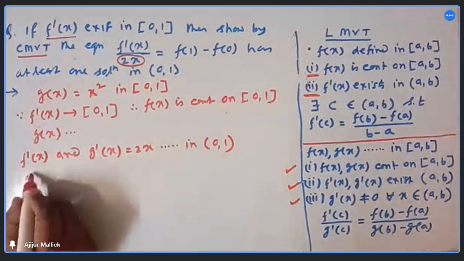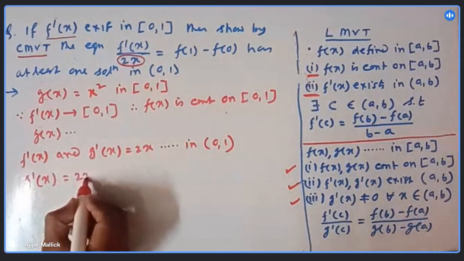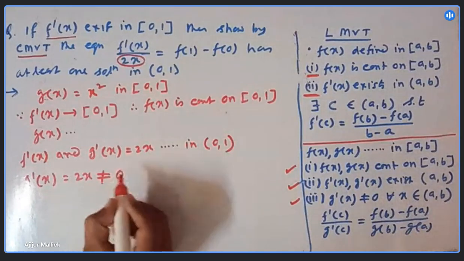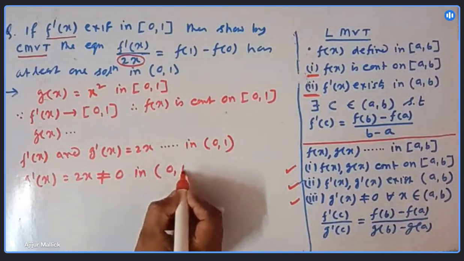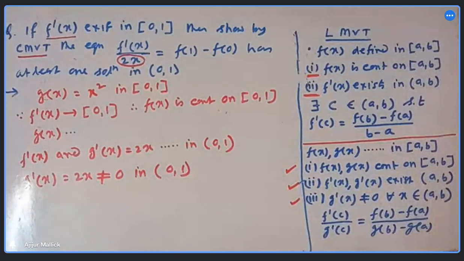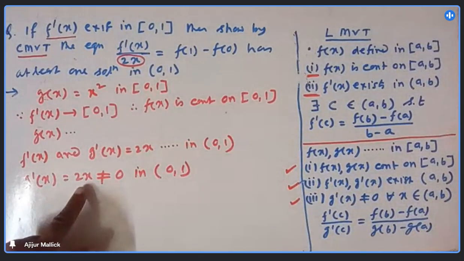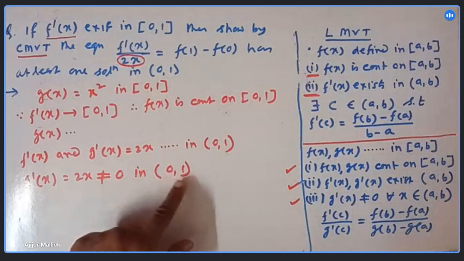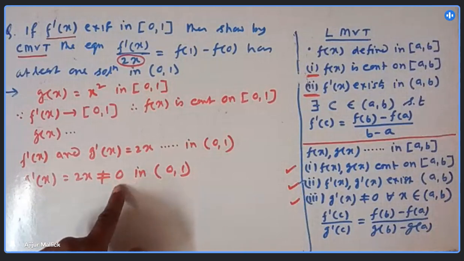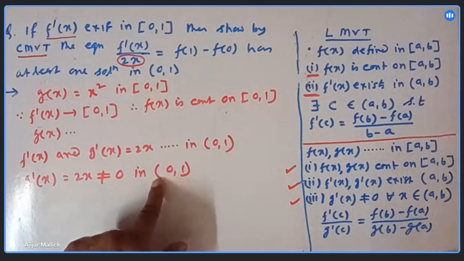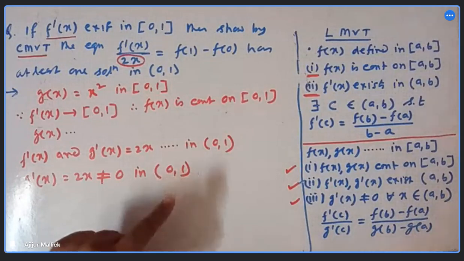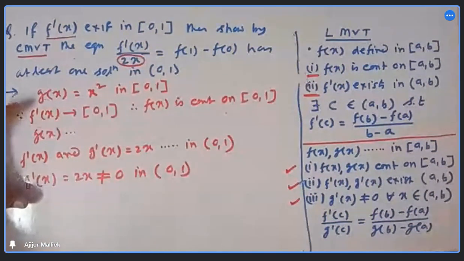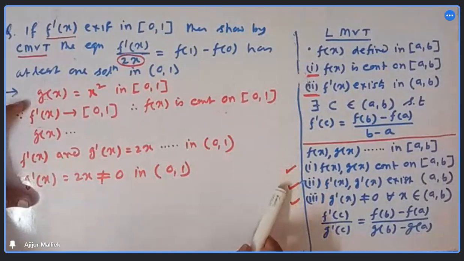Third condition, g dash x is equal to 2x. It is clearly not equal to 0 in the open interval 0, 1. It will be equal to 0 at x equal to 0, but here it is an open interval, meaning 0 is excluded. So this is not equal to 0 in the interval. What does that mean? That means this function satisfies all conditions of Cauchy's mean value theorem.